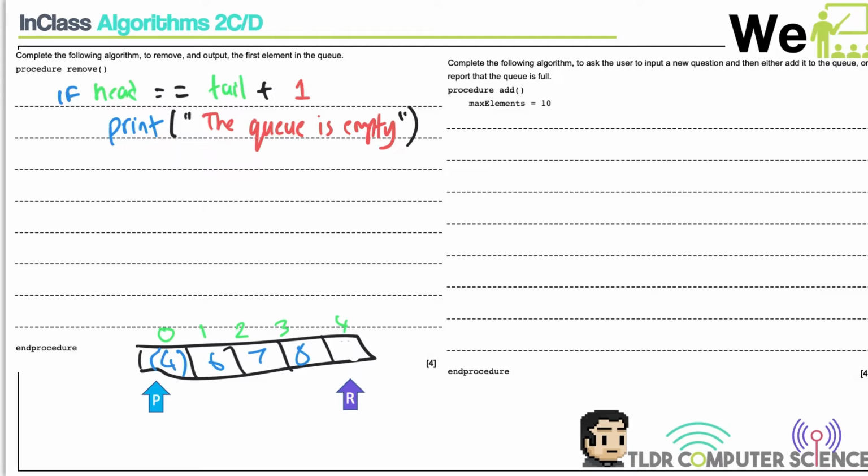If it's circular, well, circular depends on your implementation. Empty might be that they're on top of each other. Full might be that the pointer's gone around and actually gone the other side.